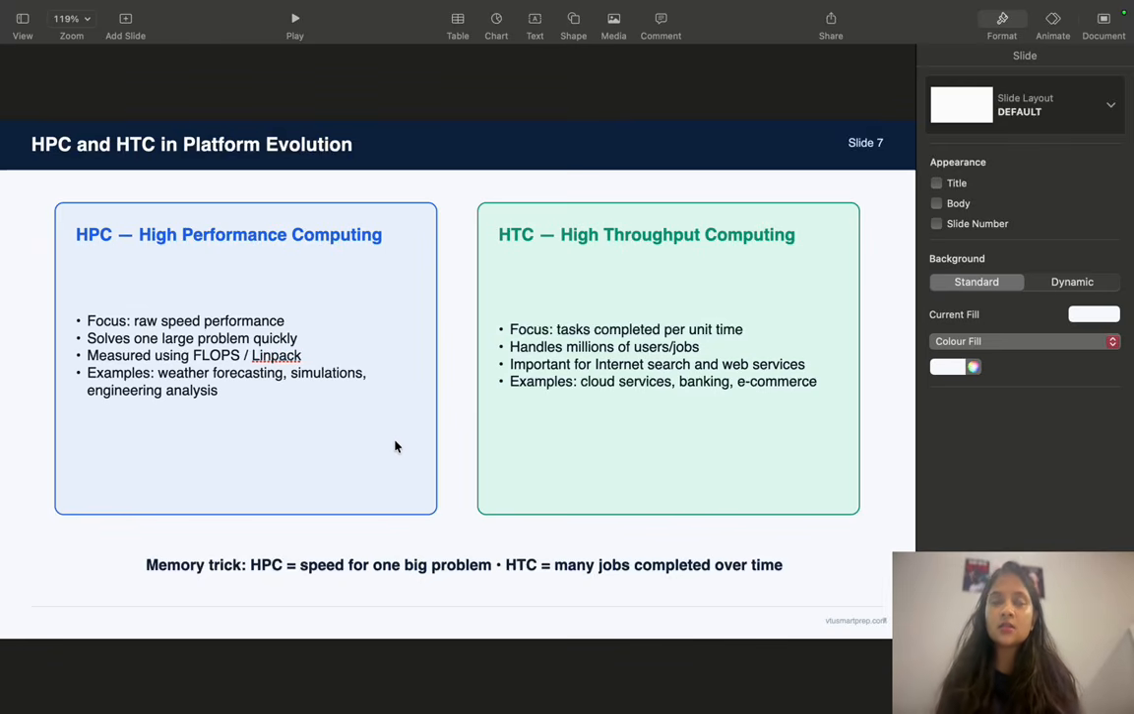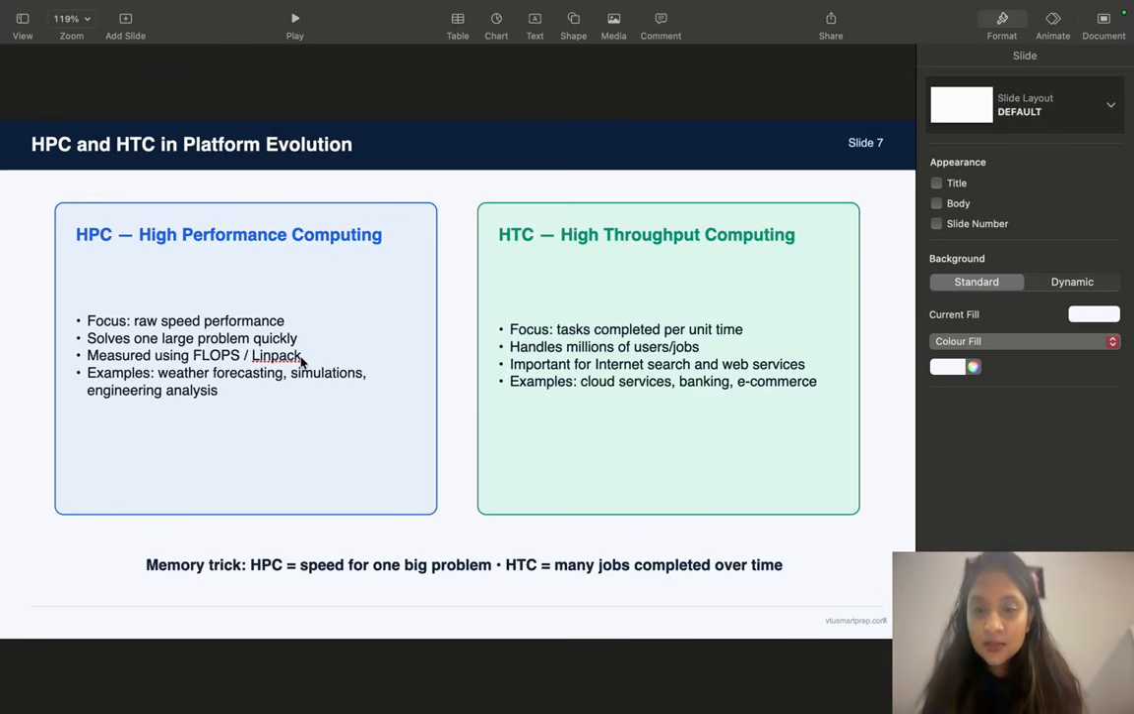HPC stands for high performance computing, and it focuses on speed. Where is it used? When you are working on a large problem and it should be solved very fast. Examples are weather forecasting, scientific simulations, and engineering analysis. So when I say HPC, you should think about speed, speed for one big problem. If I'm talking about HPC, remember speed for solving one big problem.